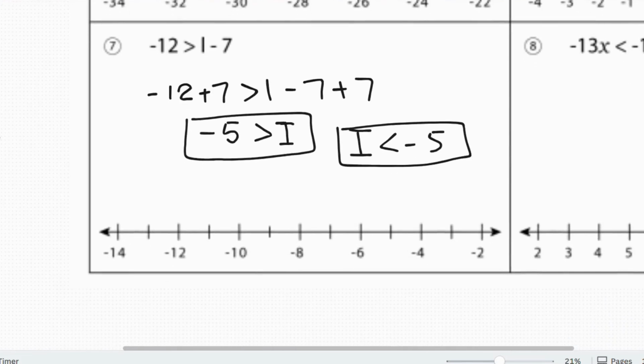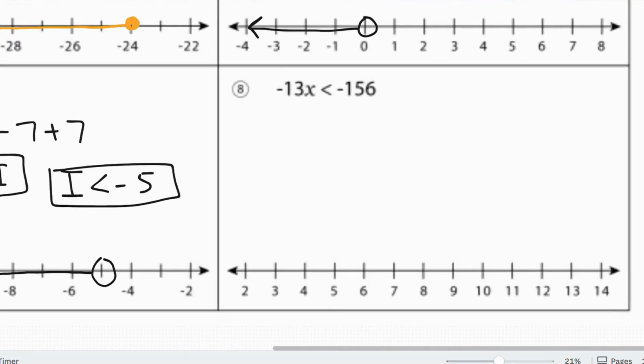So now I will just simply go ahead and graph it. i is less than minus 5. So minus 5 is over here. So this is how the graph of this inequality should look like. Now here I have the last question.